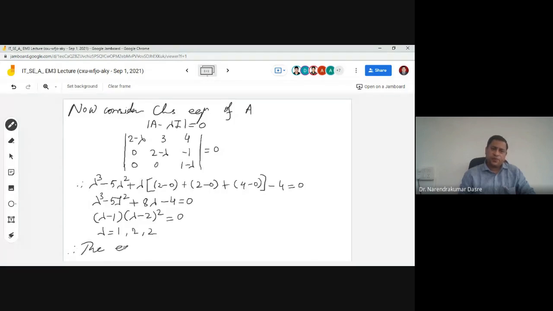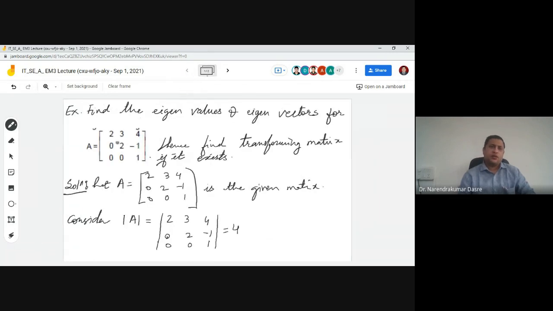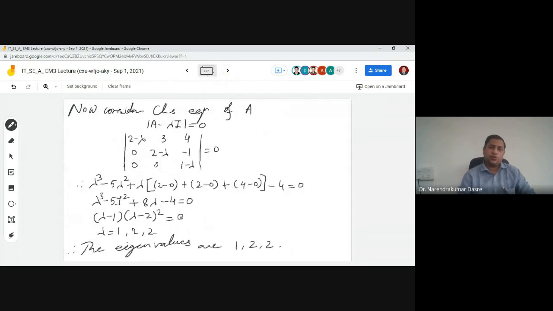We can say the eigenvalues are, what are the eigenvalues? 1, 2, 2. Okay, once you know the eigenvalues, we have to check whether this matrix is going to be diagonalizable or not. So if I want to check whether this is diagonalizable or not, then we must write the algebraic multiplicity and the geometric multiplicity of the eigenvalue. So here which multiplicity do we get, the geometric or the algebraic multiplicity?